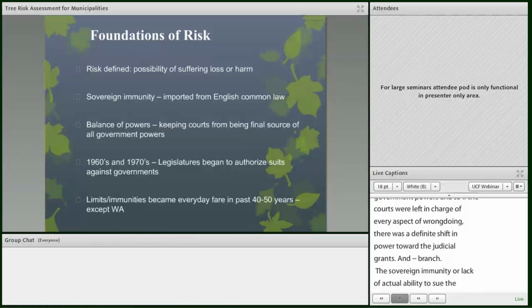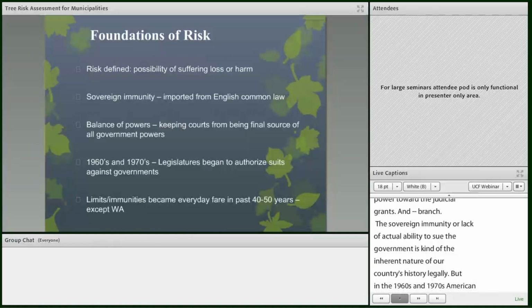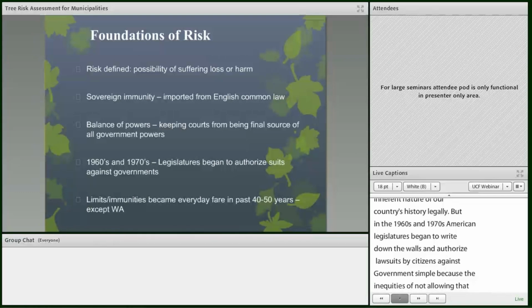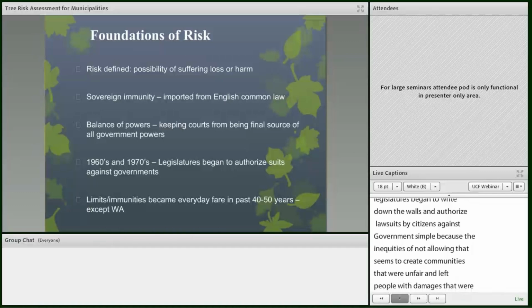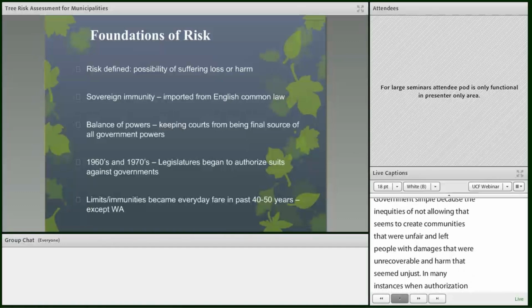But in the 1960s and 1970s, American legislatures began to let down the walls and authorize lawsuits by citizens against government, simply because the inequities of not allowing that seemed to create immunities that were unfair and left people with damages that were unrecoverable and harm that seemed unjust. In many instances, when authorization was given to citizens to sue the government, it was done with a number of conditions or limitations, so that certain uniquely governmental activities would be excluded from damage lawsuits, but others would have limitations on procedural requirements for filing claims, and also limitations on damages in terms of actual amounts.